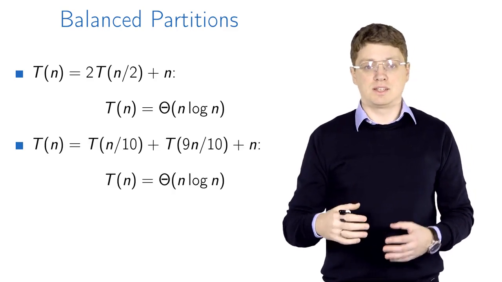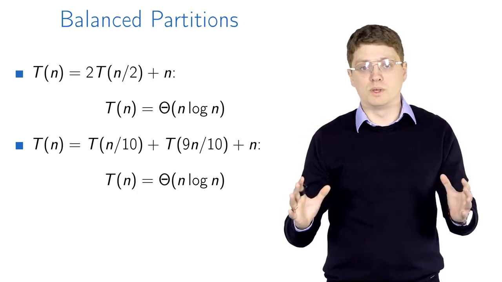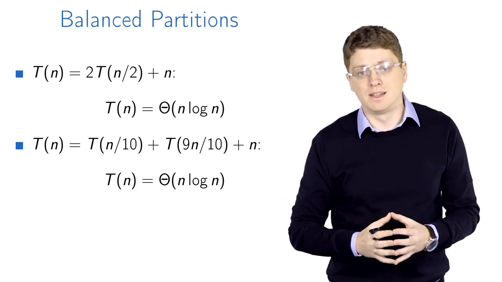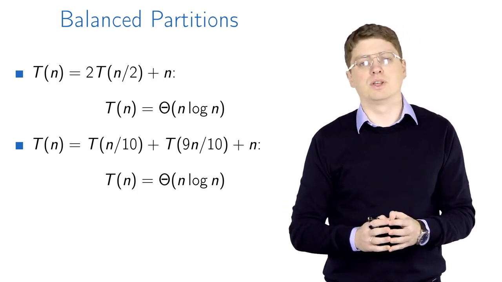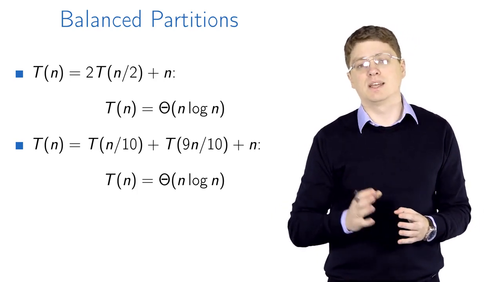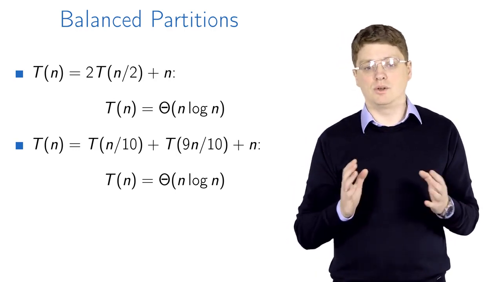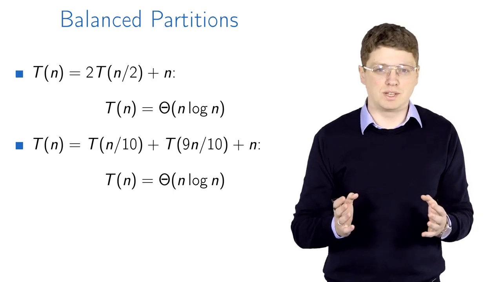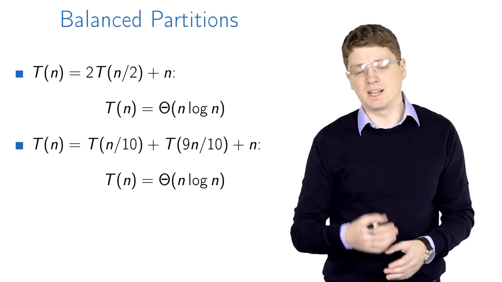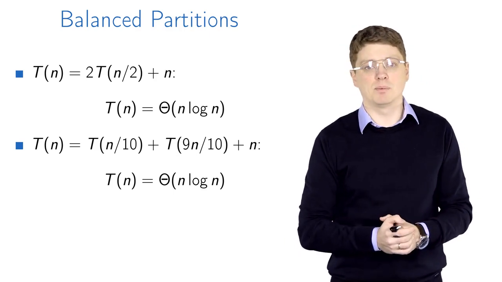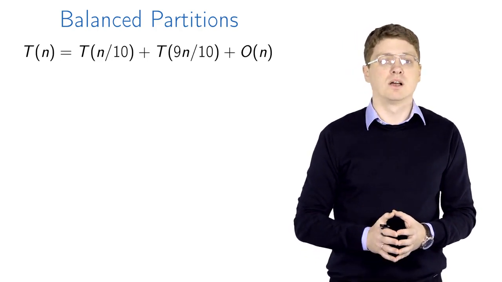Okay, now let's consider another, again, very pathological case. Assume that we always split an array of size n into two parts, one of size n over 10, I'm sorry, one of size n over 10 and the other of size 9n over 10. So in this case, the recurrence is the following. T of n is equal to T of n over 10 plus T of 9n over 10 plus a linear term. I claim that even in this case, we can prove an upper bound n log n on the running time of our algorithm. And this is how we can do this.